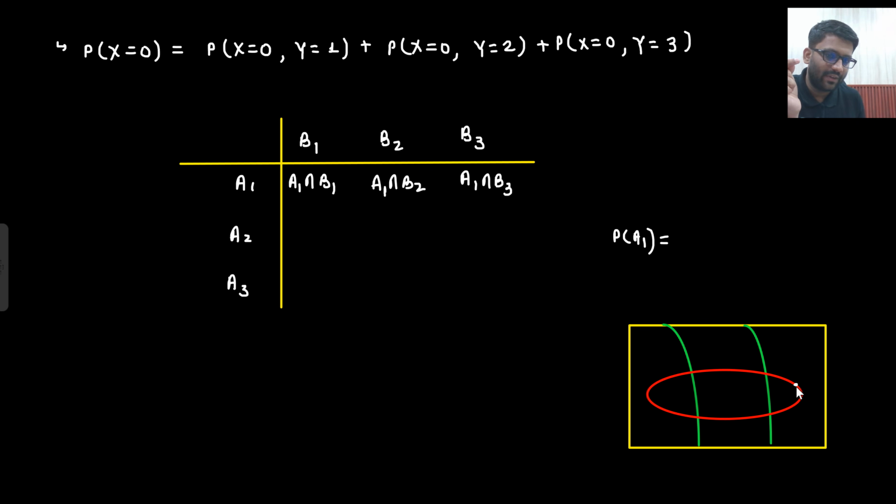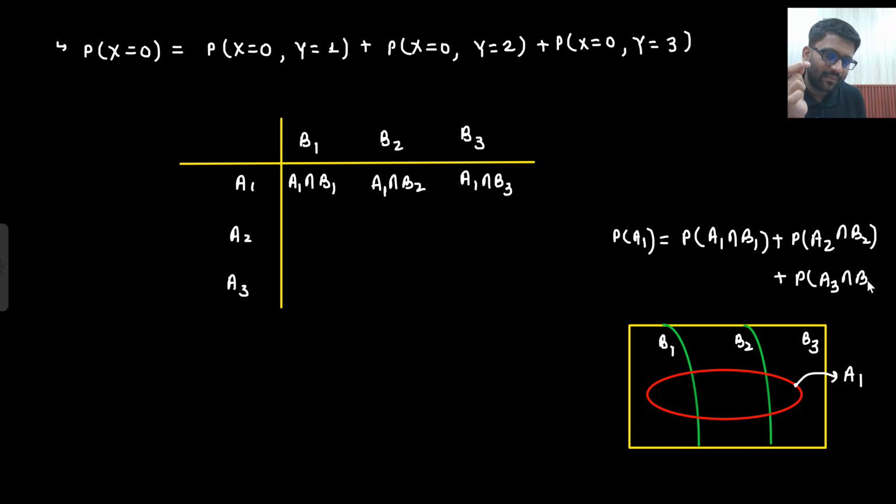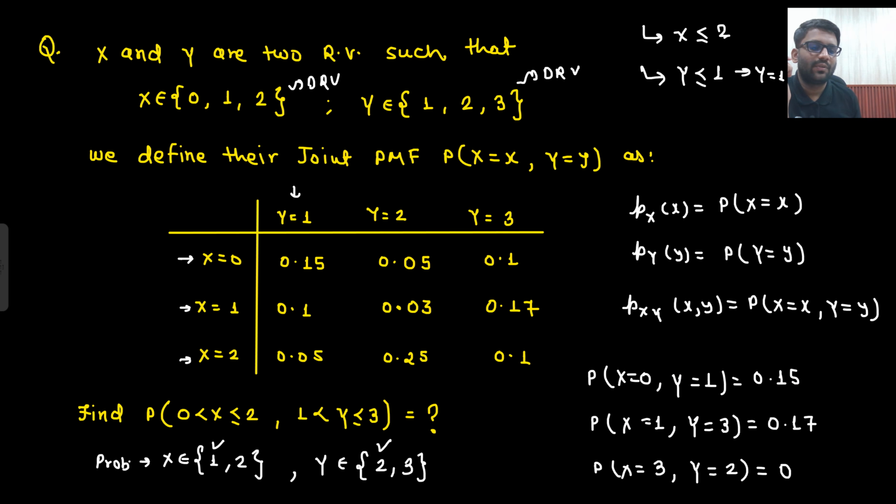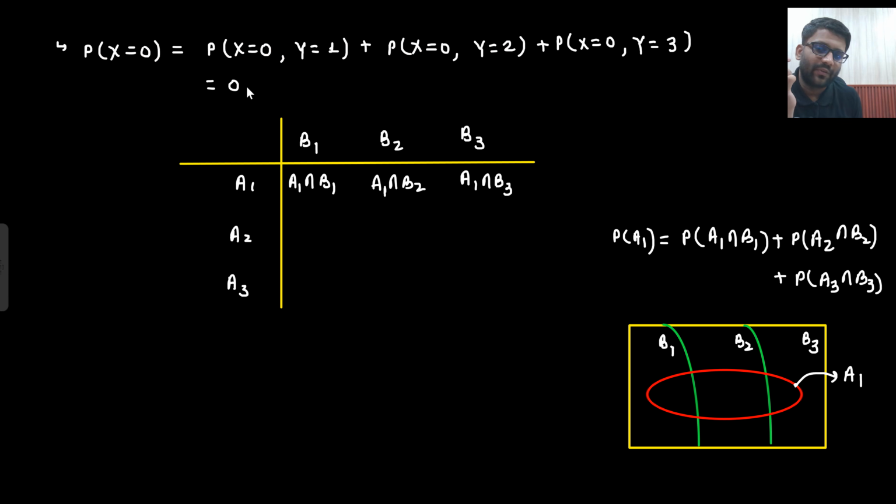So let's just say this event A is A1 and this is B1, B2, B3. If I ask you the probability of event A1, what would that be? A1 intersection B1 plus A1 intersection B2 plus A1 intersection B3. We are doing the same thing here. If I ask you the probability of random variable x taking value 0, it is 0.15 plus 0.05 plus 0.1.